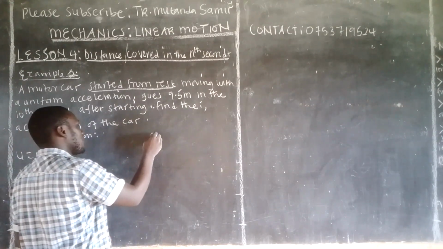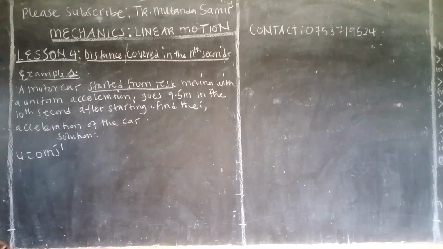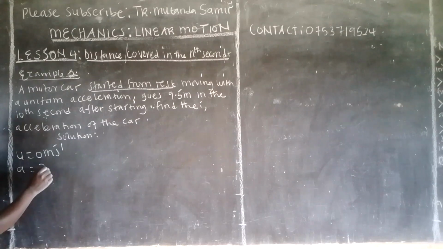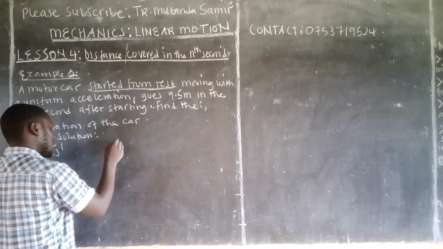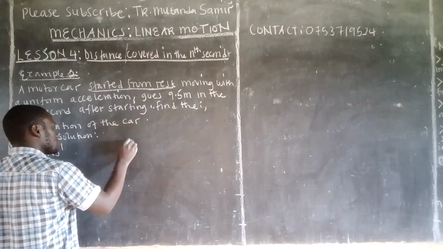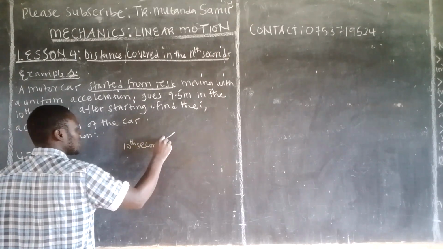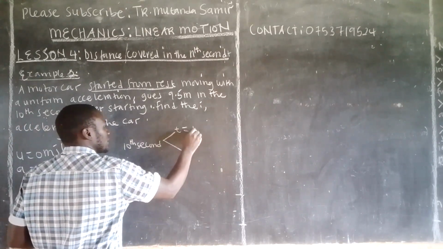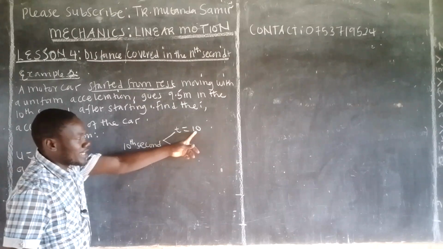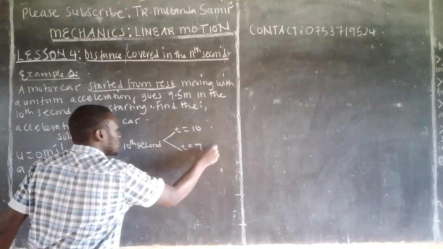Now we must come and analyze. They want the acceleration of the car, so we don't have the acceleration of the car. When they say in the 10th second, our analysis said we have to get two values of t here. The first value of t is the 10 itself, when t is equal to 10. The other value of t is 10 minus 1, so t is equal to 9.